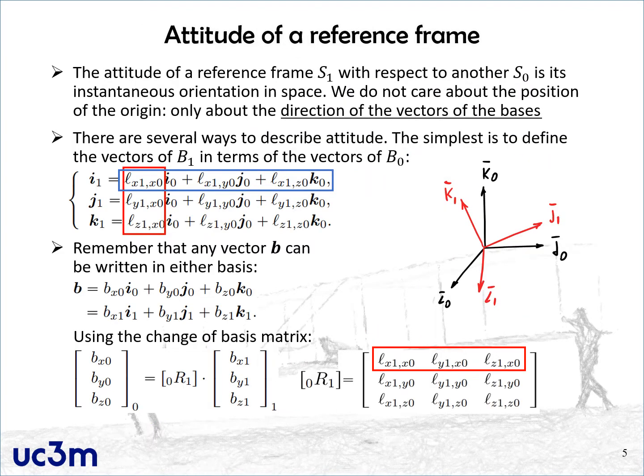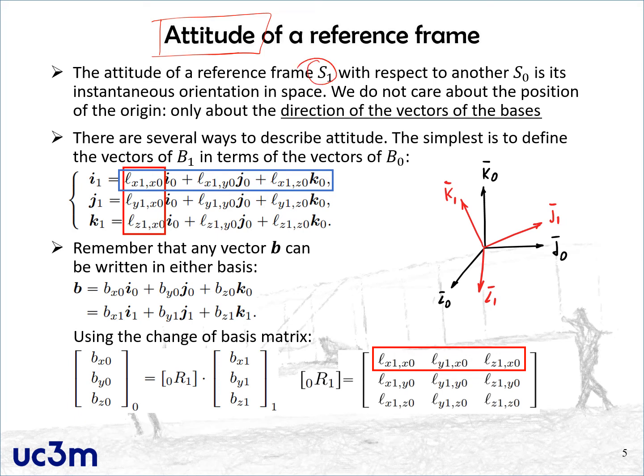The second aspect of the relative motion of a reference frame is clearly more complicated. So let us dedicate our attention to discussing the attitude. All right, so as I said before, the attitude is just the instantaneous orientation of one reference frame with respect to another. And in order to discuss this, we basically need to provide the orientation of the vectors of the basis of one with respect to the other.